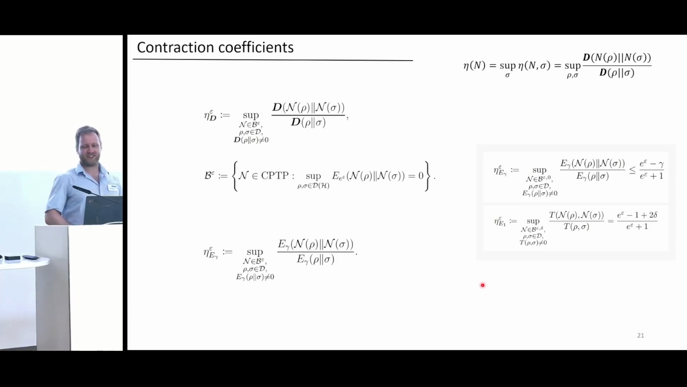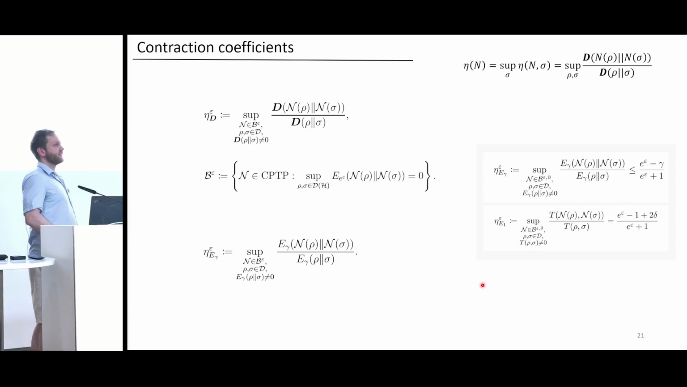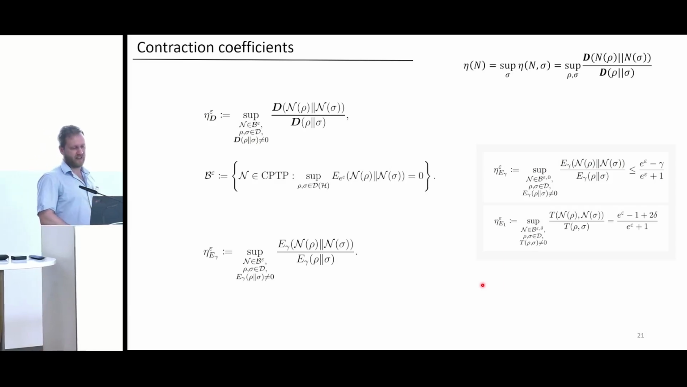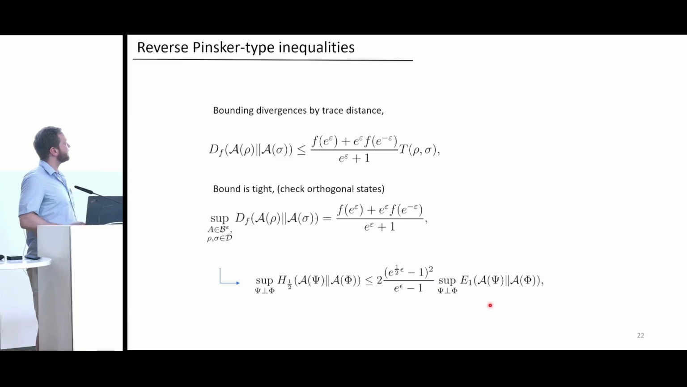The last tool I want to talk about is these reverse Pinsker type inequalities, and that's another thing where these particular shapes of F divergences come in quite nicely, so that you can reformulate this all in these F divergences.